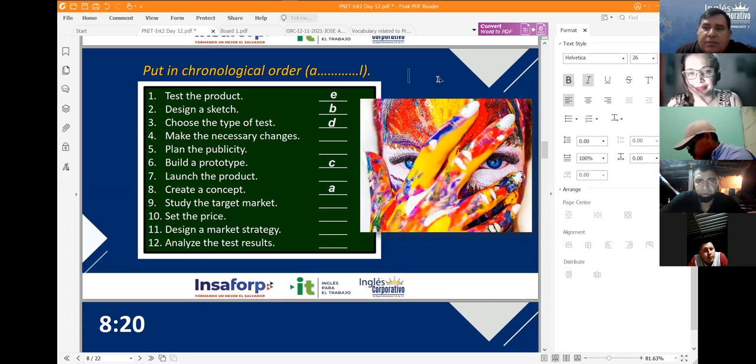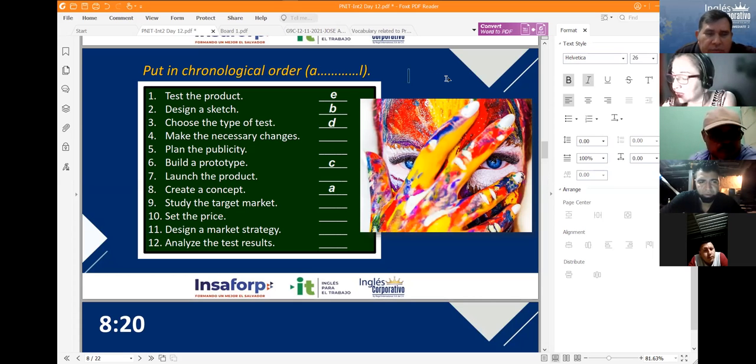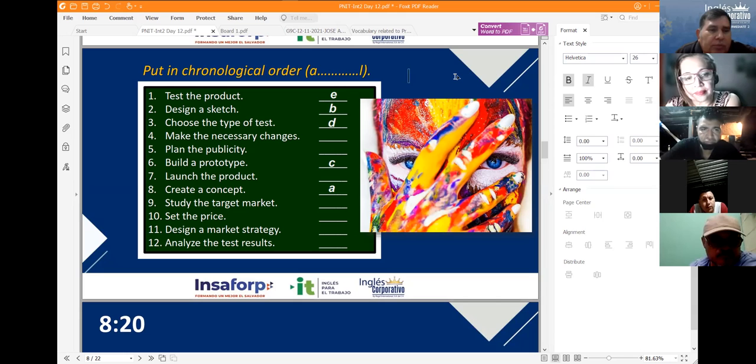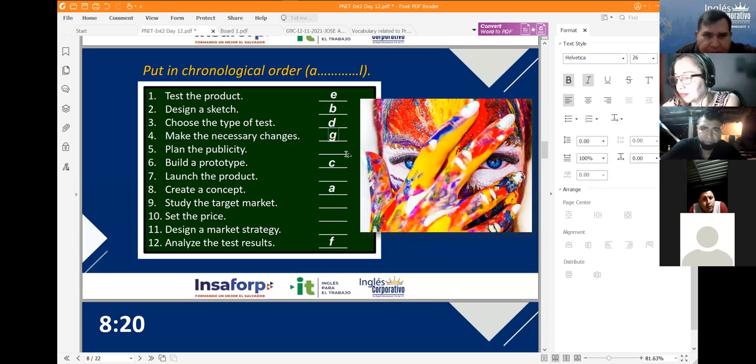Okay. And then? Number 12. You test the product, you receive the results. What do you do with the results? Analyze them. And what do you do? You analyze? Number four. Number four, right? Make the necessary changes. Okay. And once you make the necessary changes and you find that everything is okay, what do you do? Study the target market. Oh, no, not yet. Number five. Plan publicity.